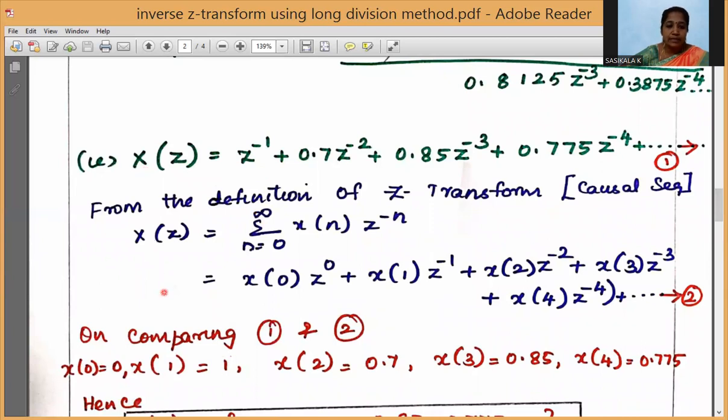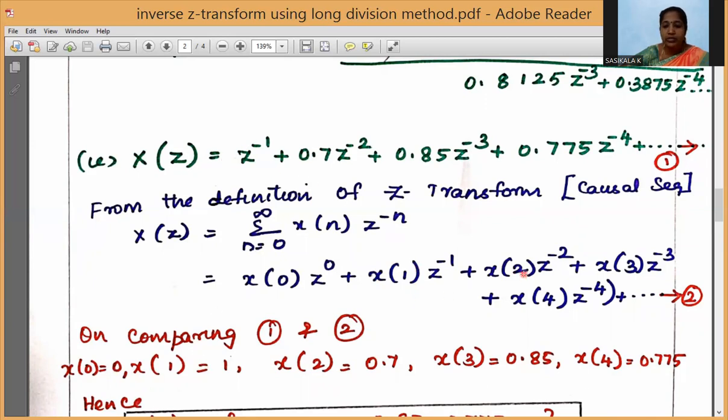So what you have to do is you have to compare these two equations, because this is also x of z and this is also x of z. So when we compare these 1 and 2, the z power 0 term is missing, meaning that x of 0 is 0. And equate z inverse term. Here x of 1 into z inverse, here you will be having 1 into z inverse. So now what is the value of x of 1? So x of 1 is equal to 1.